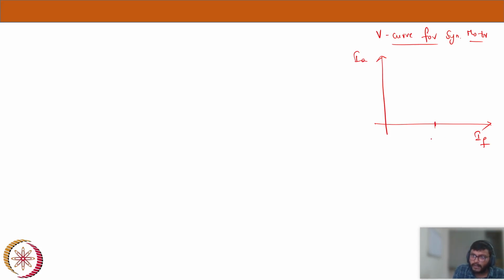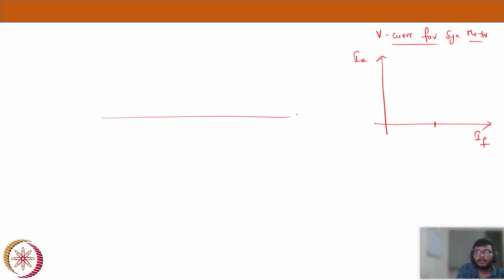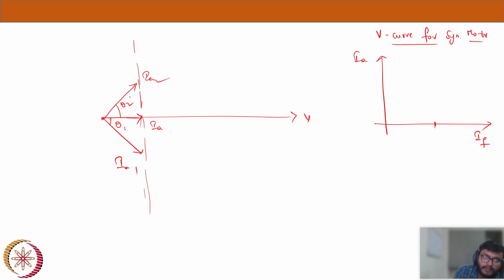Now there exists one point such that, okay, I will draw it here again. Now this is V, now it is IA, and this is the locus where IA needs to be, and this is lagging, and this is leading, and this is the unity power factor, IA, IA2, IA1. So IA1 is at a lagging power factor, IA2 is leading, IA will be at the unity power factor, where the length of IA would be minimum.